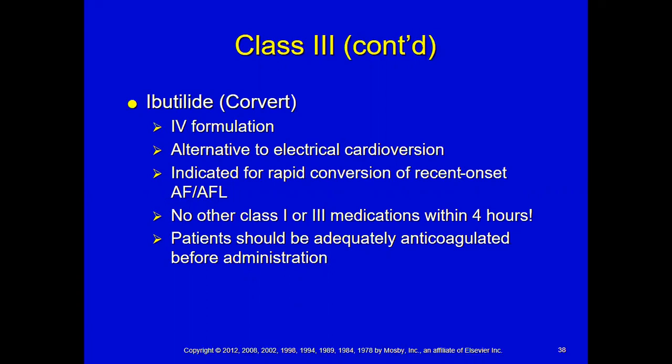Corvert is done only by IV, and we can give it instead of giving the actual cardioversion. That's why it's called Corvert. It's actually an IV cardioversion. So if we had AFib, aflutter, and we want to do it really quick, we can give this med, and hopefully it will convert them back to normal sinus rhythm. I cannot give a class 1 or any other class 3 med within 4 hours of giving this. And you're going to have to make sure that the patient's been anticoagulated with Coumadin, heparin, something before we give this.